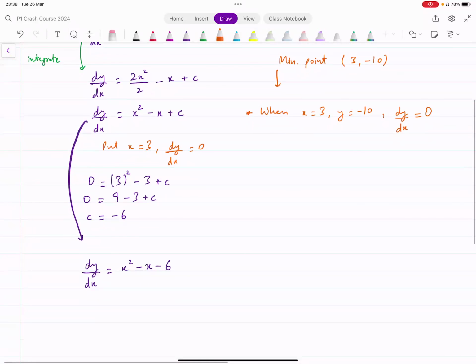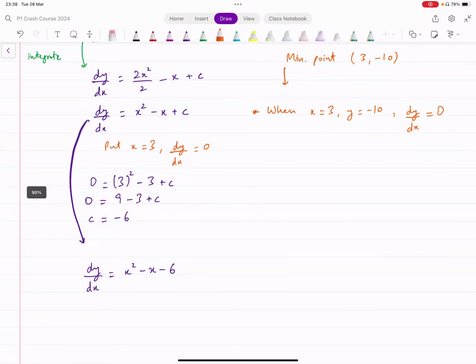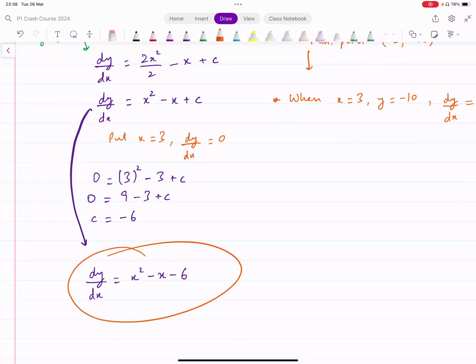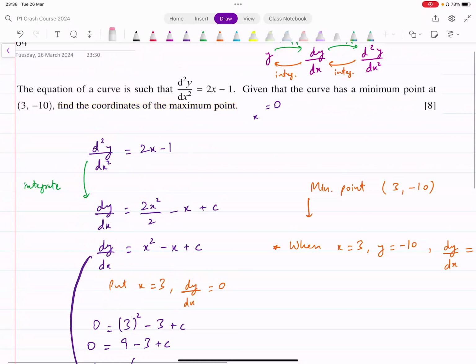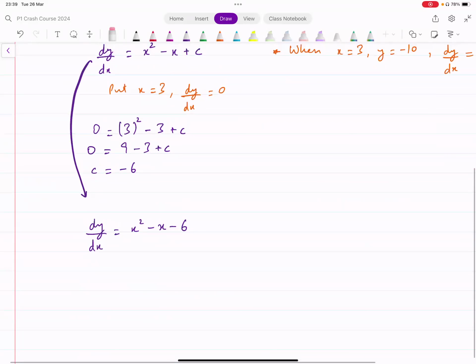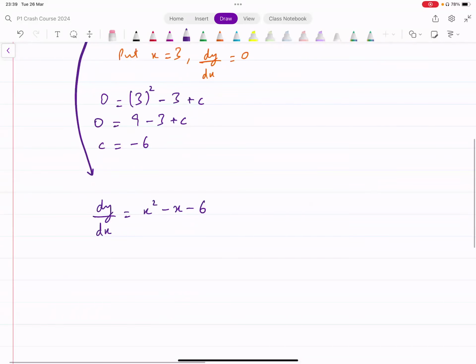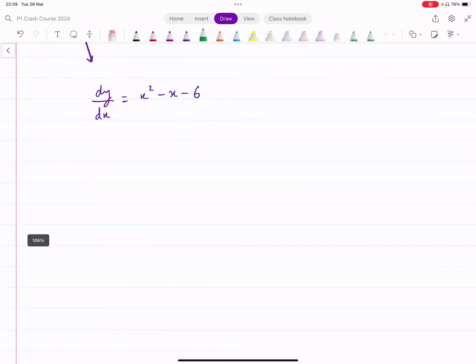All right. Now we have the expression for dy over dx. What are we looking for? We are looking for the maximum point. That's what we're looking to find. How do you find the maximum point? For maximum point as well, dy over dx has to be equal to 0. So now that we have the value of c, we put dy over dx equal to 0.